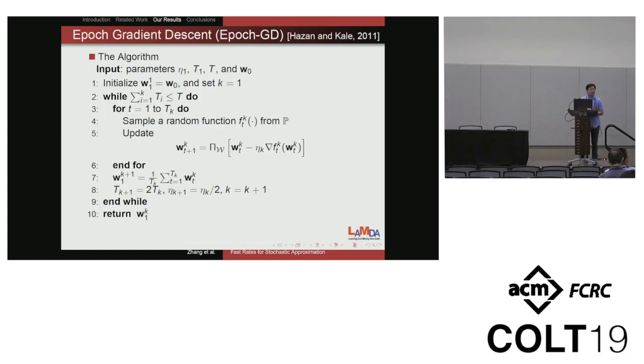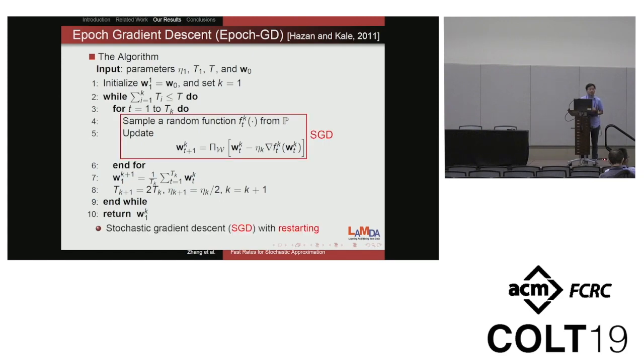Because our algorithm is built upon epoch gradient descent, I briefly review this algorithm. This algorithm is actually very simple. It can be summarized in one sentence: it is SGD with restarting. The inner loop is just the standard SGD. In step 7, you use the average of this epoch to initialize the next epoch. And in step 8, we double the epoch size and we halve the step size. The input of this algorithm is the initial step size eta1, the initial epoch size T1, the total number of iterations T, and the initial solution w0.